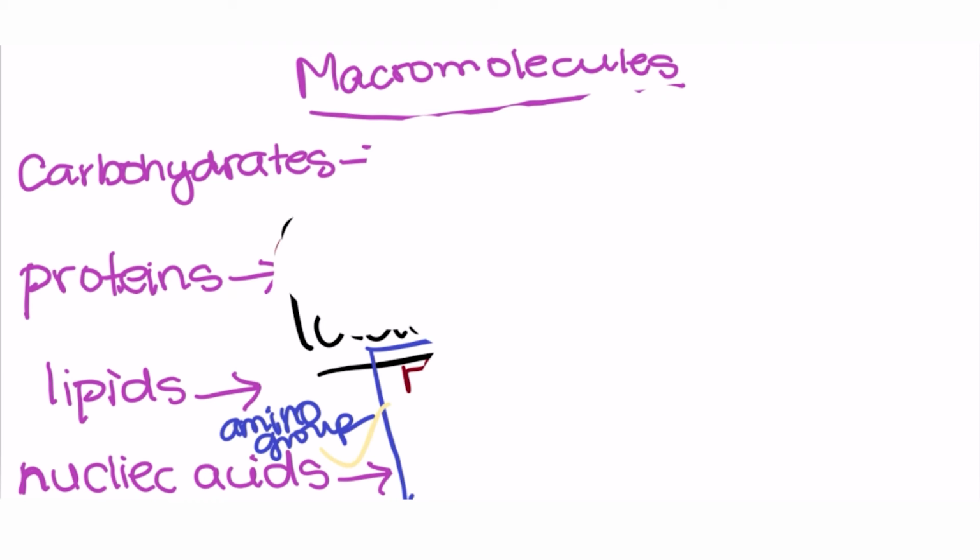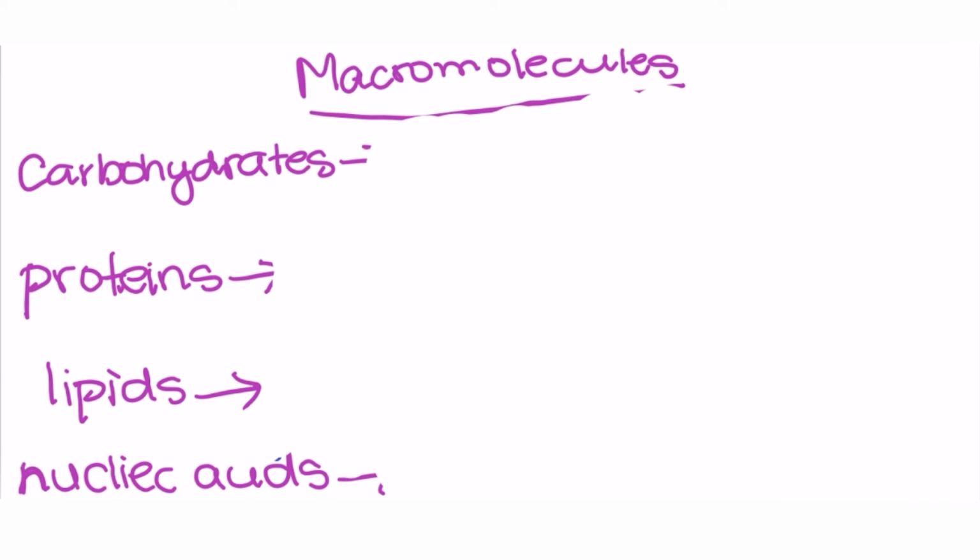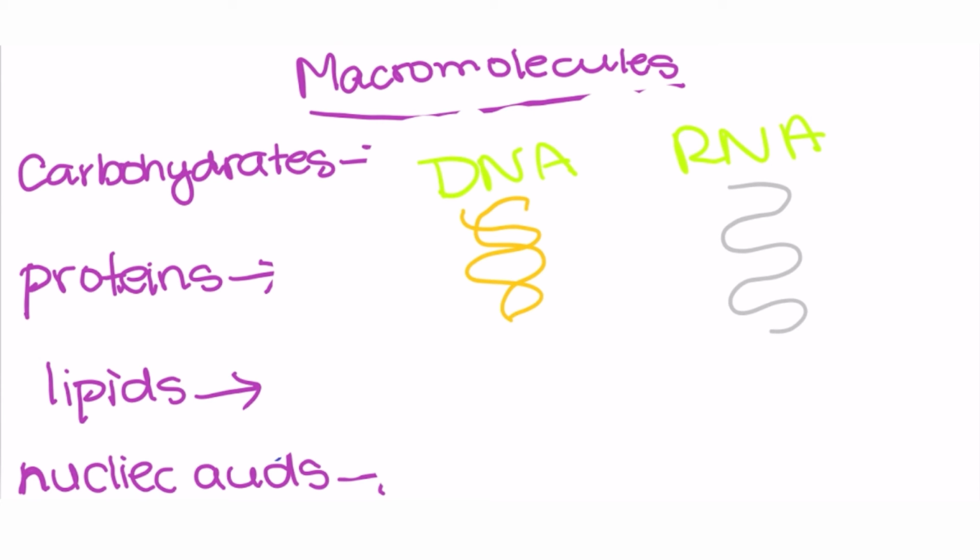So now we're going to go over nucleic acids. Nucleic acids, in my opinion, are one of the coolest macromolecules because nucleic acids contain our DNA and RNA. DNA stands for deoxyribose nucleic acid and RNA stands for ribose nucleic acid. So DNA and RNA are two genetic materials. DNA is double-stranded. It's a double helix structure. Whereas RNA is single-stranded. It is just one strand.